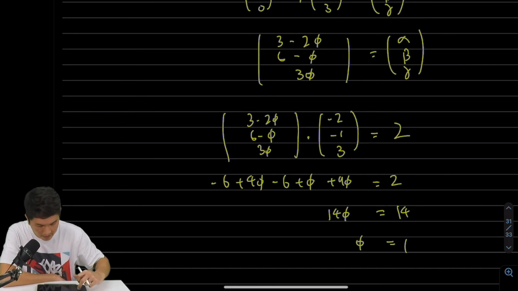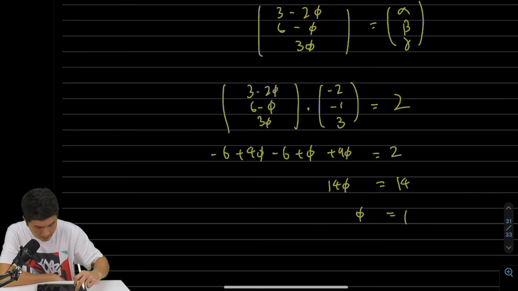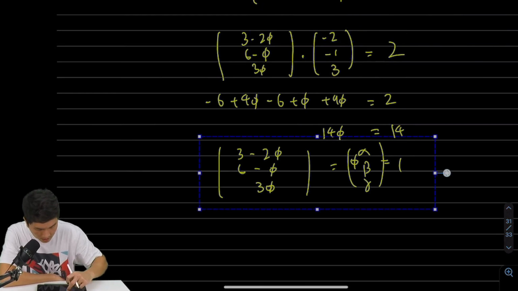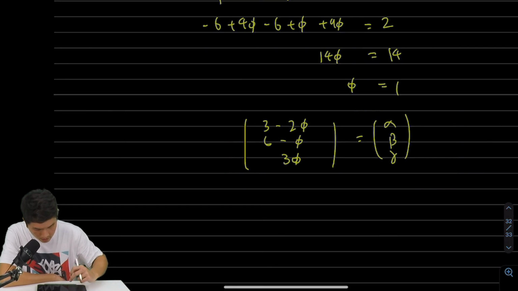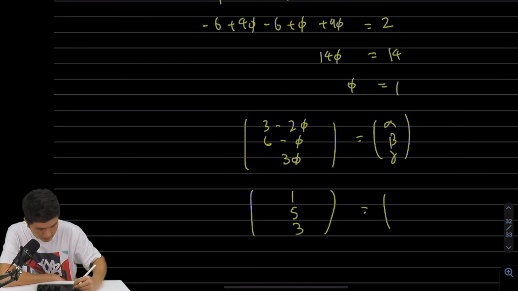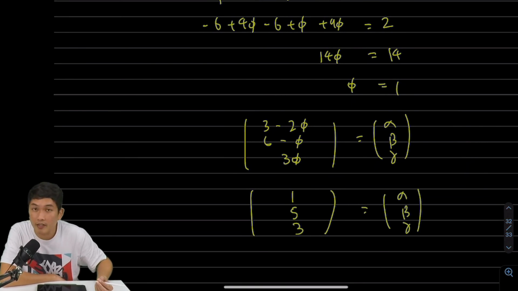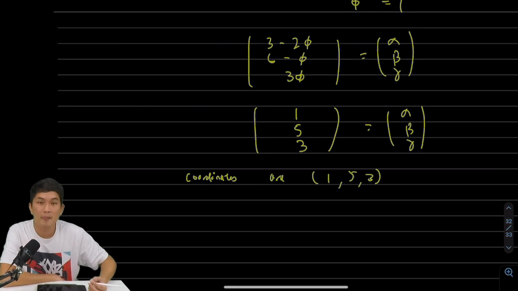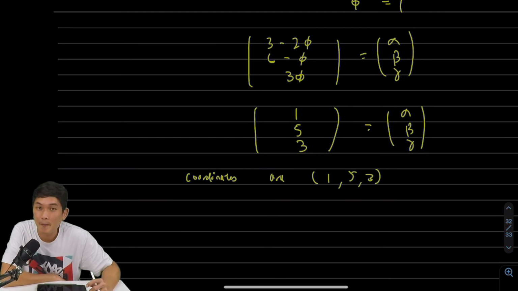And that tells me that (alpha, beta, gamma), coming back to this one, substituting phi to be 1, is (1, 5, 3). But this is not the final answer, because you're supposed to give the coordinates. So the coordinates are (1, 5, 3). And that is the answer for part 4.